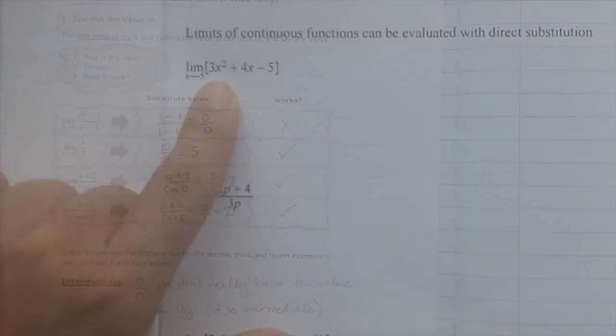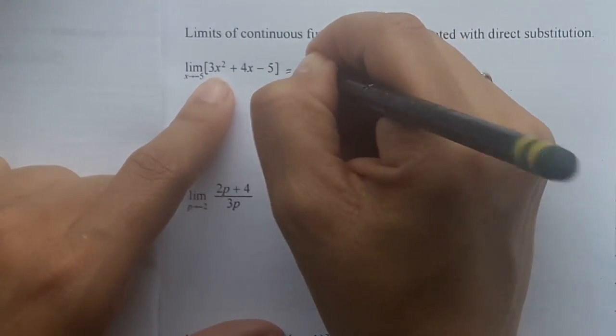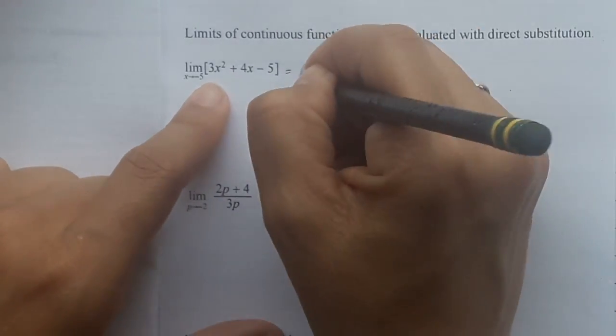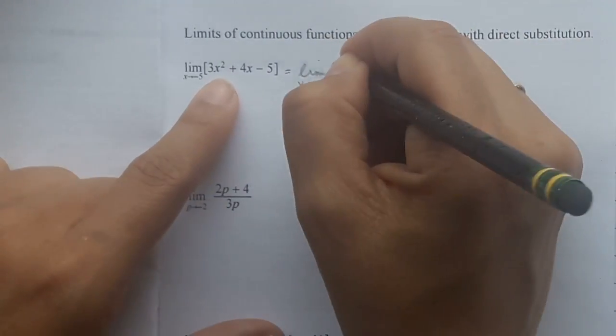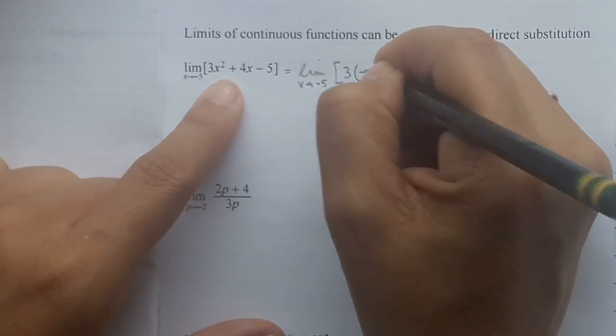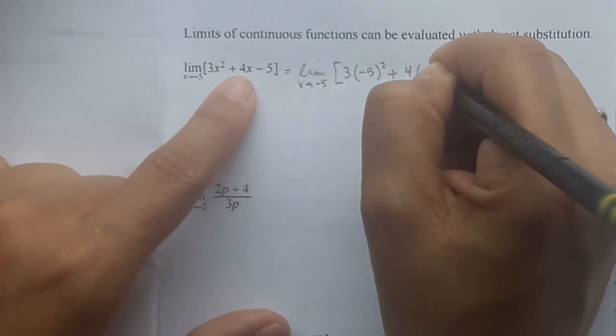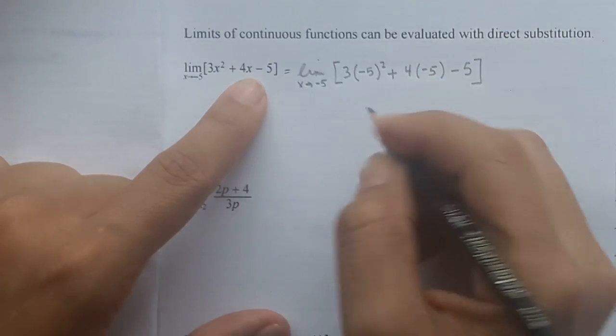Limits of continuous functions can be evaluated with direct substitution. So everywhere you see x, you're going to put -5. Don't write the limit, just put in the values. When you put -5, this is what you're going to get. Everywhere I put x, I'm just putting -5.